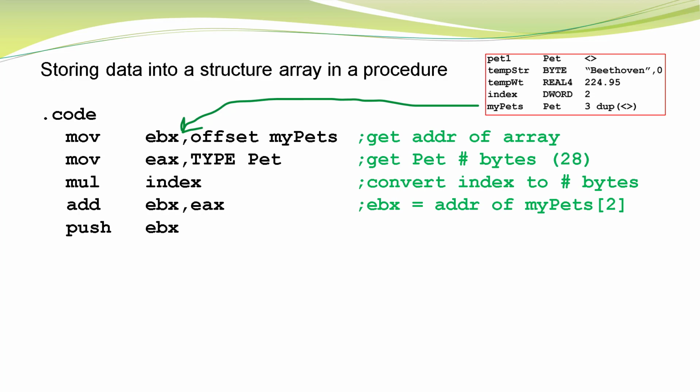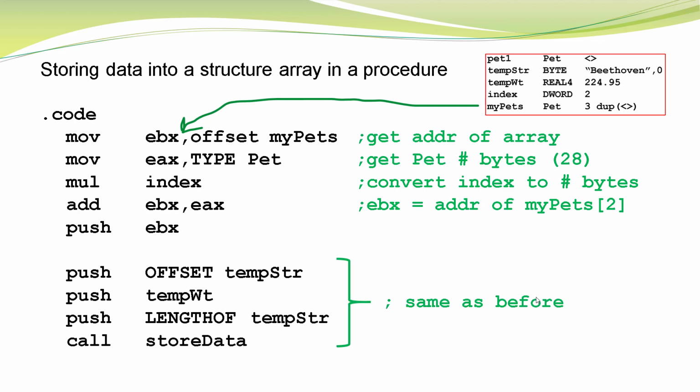Like in our previous example, we're sending one structure to the procedure in order to fill it up with data. The procedure doesn't know or care whether the structure it receives is an individual one or that it comes from an array of structures. The next 4 lines of code haven't changed. They send the necessary information to the procedure.